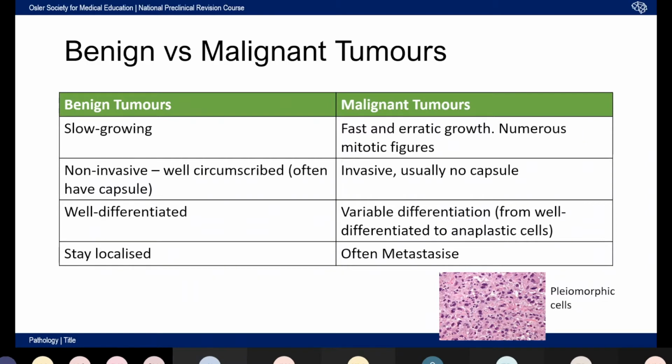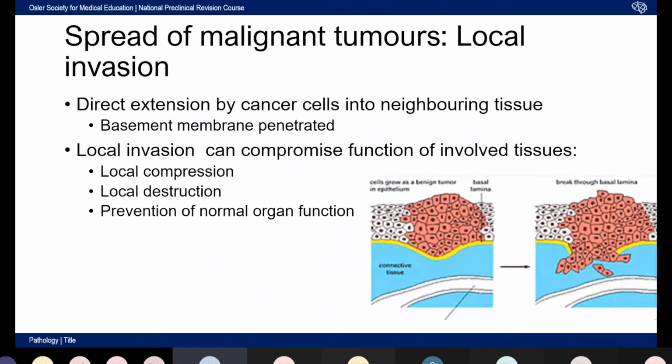So tumours can spread in 2 ways. It can be local invasion or metastasis. In local invasion, the tumour spreads directly into a neighbouring tissue. Whilst a benign tumour may be expansile, it won't penetrate into the adjacent tissue and is confined to the initiating tissue of the tumour. A malignant tumour can penetrate the basement membrane, as you can see here, and spread. Local invasion can compromise the function of involved tissues, either directly by destroying the tissue and preventing normal tissue or organ function, or by compressing the tissue and the adjacent structures.